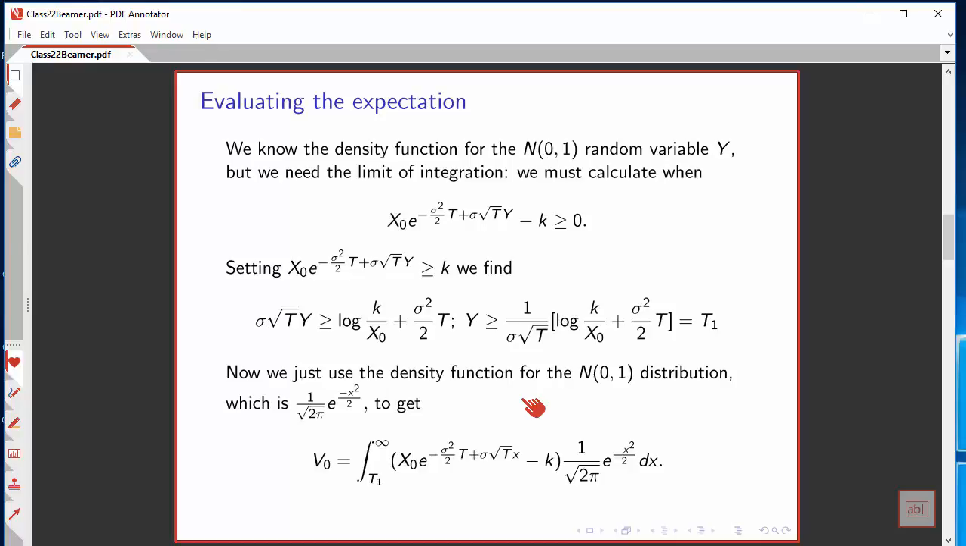I did a numerical approximation to this integral, but because R doesn't do symbolic algebra, I couldn't get a closed form expression for it. So there's the value of the option. It gets multiplied by the density function for the standard normally distributed random variable. I integrate from t1 to infinity, and there's the answer. Let's see if we can simplify this.